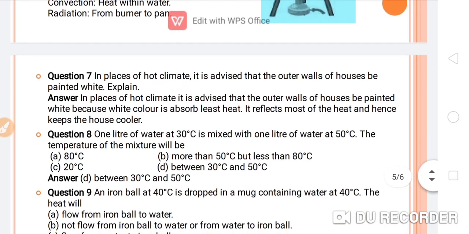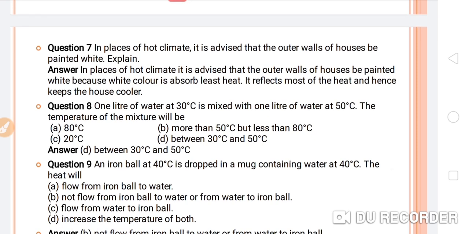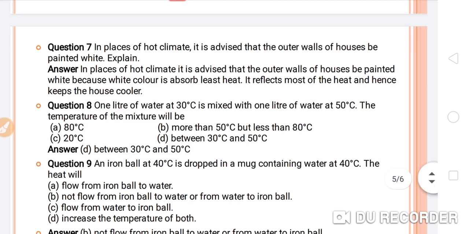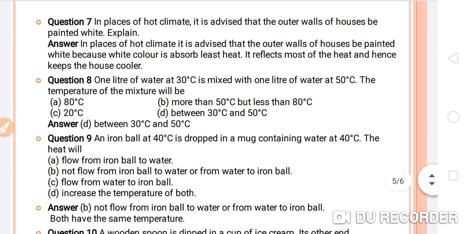Now come to the next question, that is question number 7. In places of hot climate, it is advised that the outer walls of the house be painted white. Explain. What is the reason behind it? So let's see what will be the answer. In places of hot climate, it is advised that the outer walls of the house be painted white because white color absorbs the least heat. It reflects most of the heat and hence keeps the house cooler. So that is the reason.